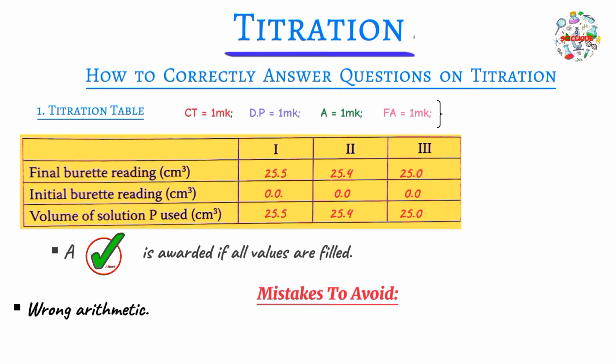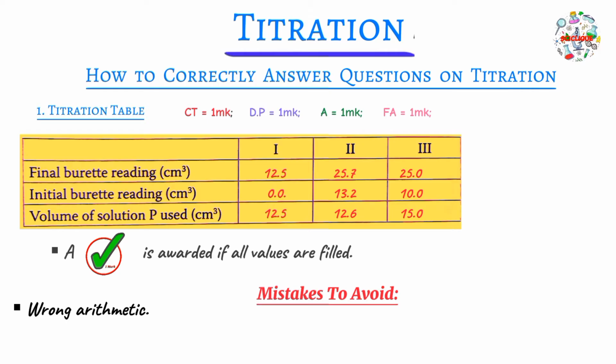Now, if you have a table such as this with the initial and final burette readings. Initial burette reading simply means where the volume of the solution was at the beginning of the titration, and the final where it was at the end of the titration. If you have the following values and you need to find the volume of the solution, all you need to do is find the difference between the two. The difference will let you know the volume of the solution that was used.